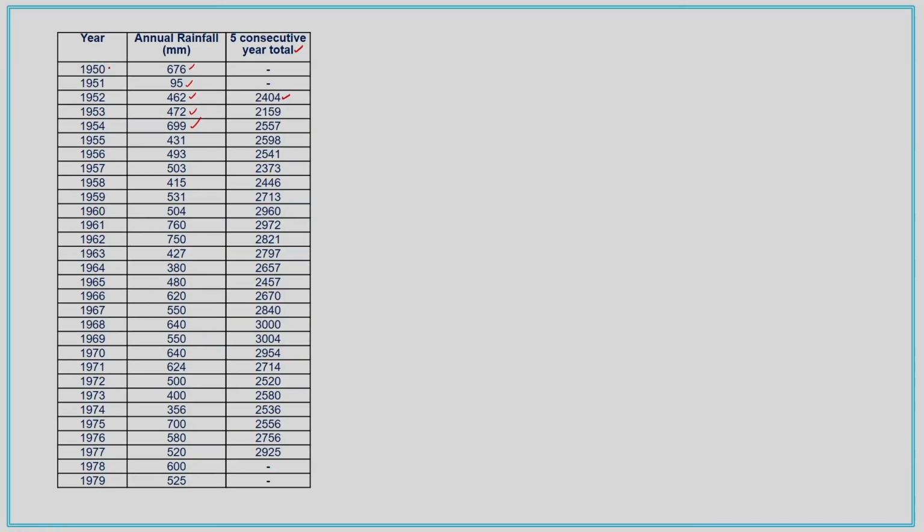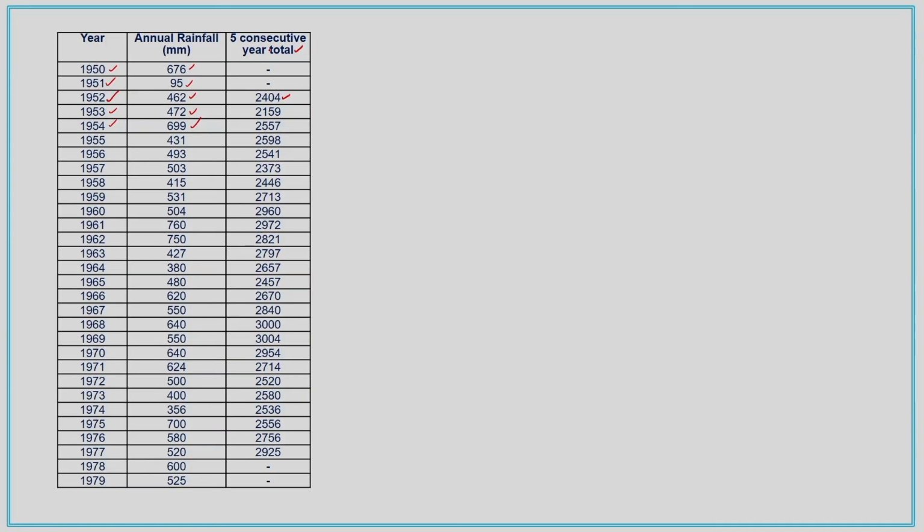The 5 data points will be placed at the third data point, that is 1950, 51, 52, 53, 54, so we are placing the value corresponding to the year 1952. If we are calculating the moving average corresponding to 3 terms, then we will be placing the sum at the middle term, which is the second term. Here it corresponds to 5 consecutive years, so it is placed at the third year, corresponding to the third value.